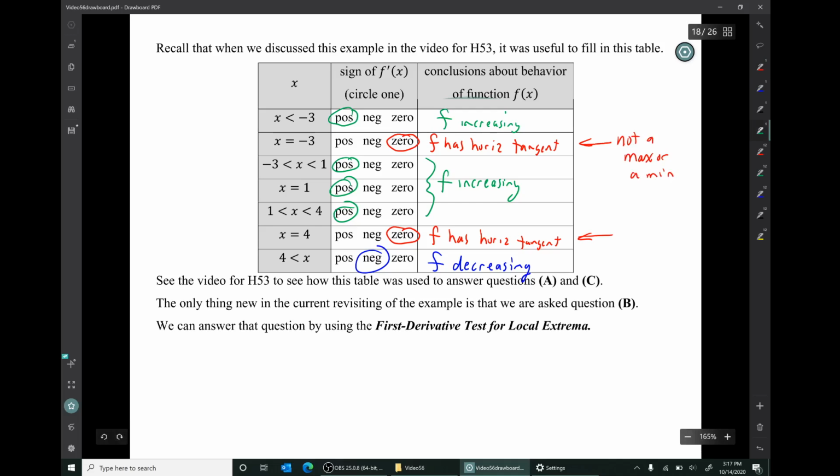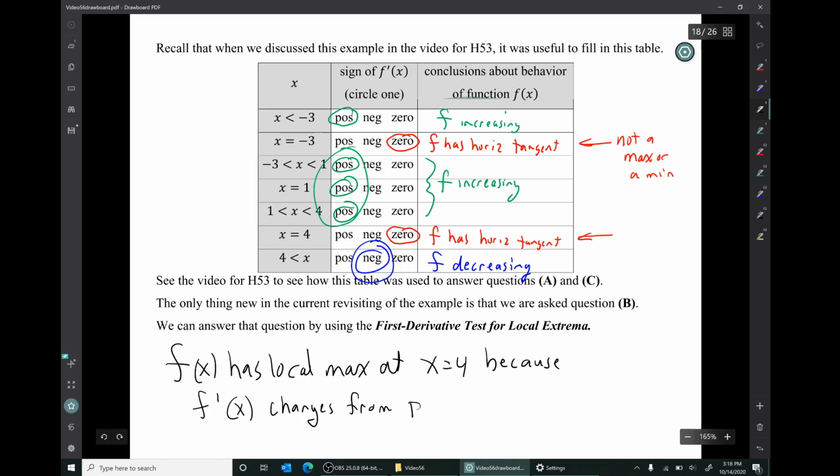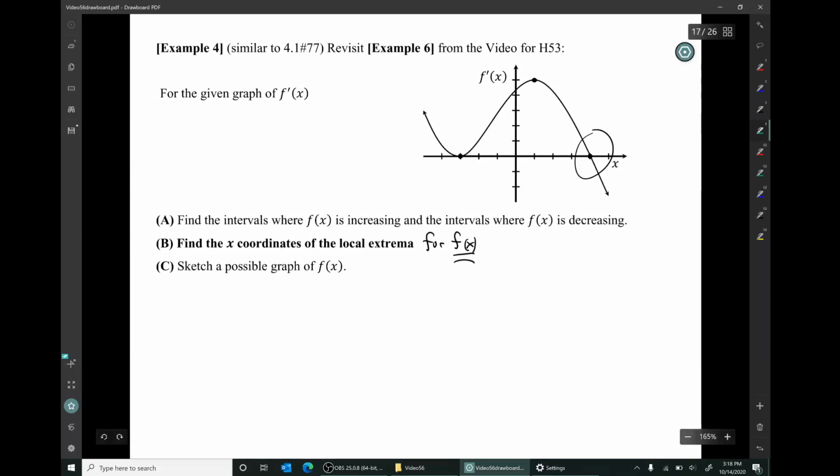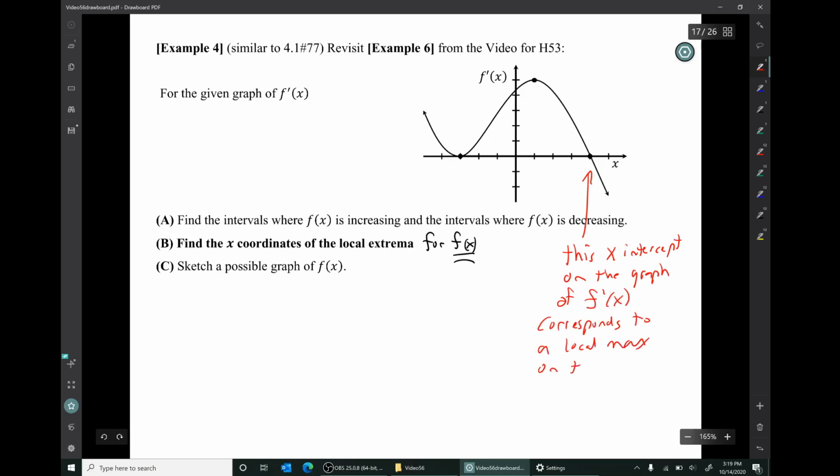But look at x equals 4. To the left of x equals 4, f prime is positive. To the right of x equals 4, f prime is negative. That tells us that at x equals 4, there is a local max. Let's go back up and look at the graph of f prime. At x equals 4, f prime changes from being above the axis to being at an x-intercept and then being below the axis. So this x-intercept on the graph of f prime corresponds to a local max on the graph of f. F prime changes from positive to 0 to negative. That tells us that the graph of f of x will be changing from increasing to horizontal to decreasing.